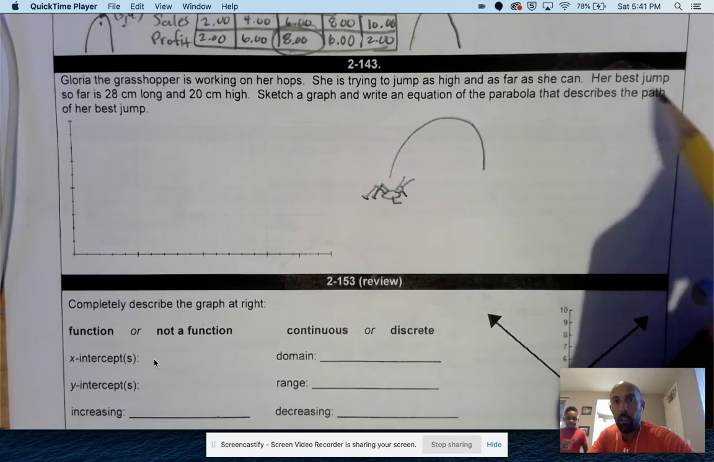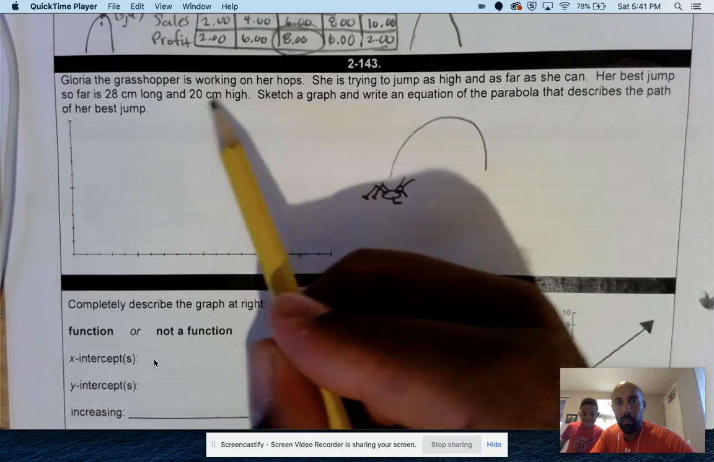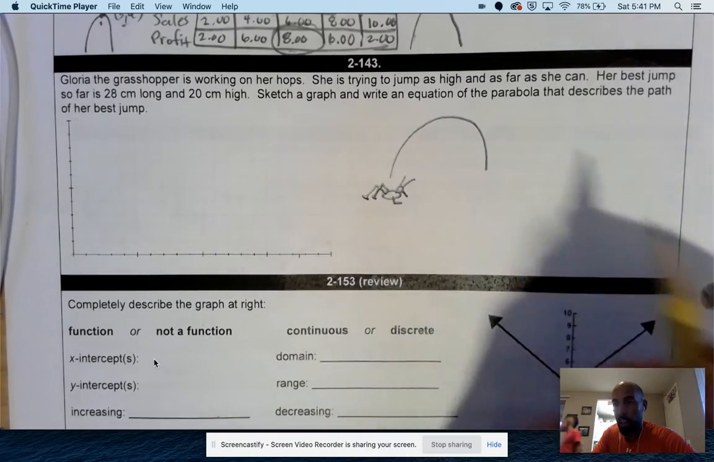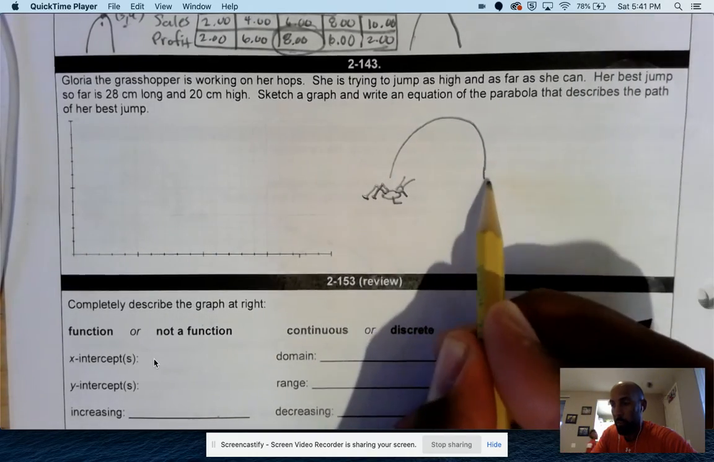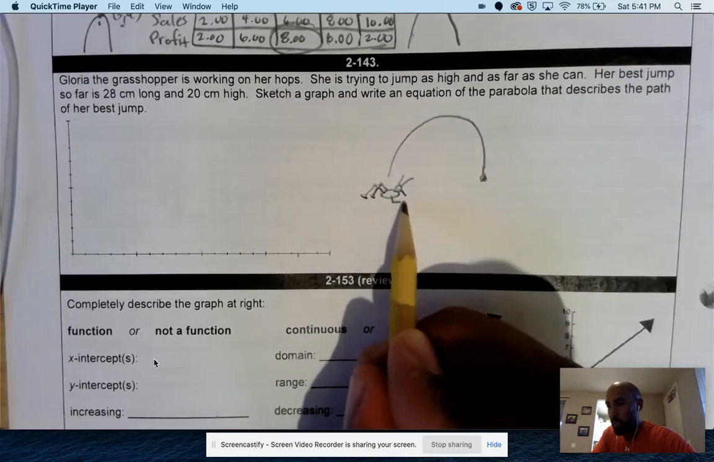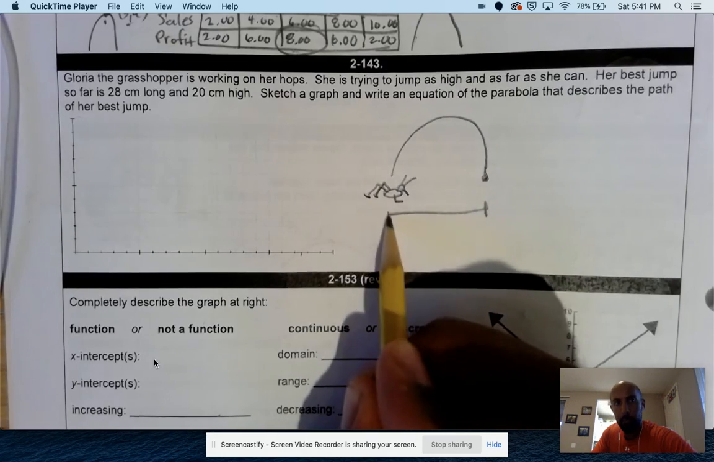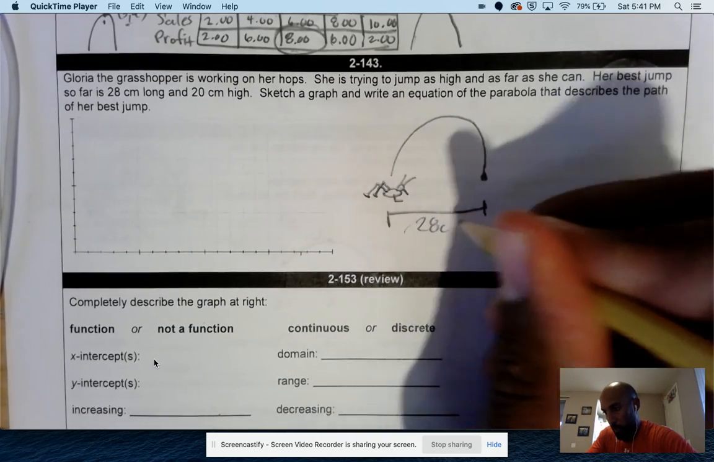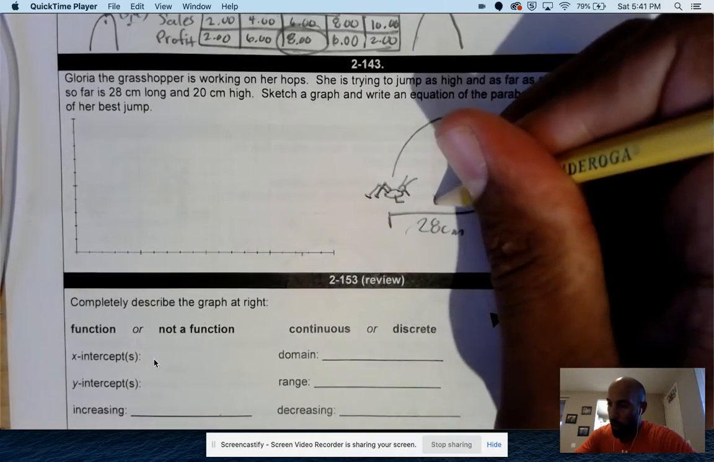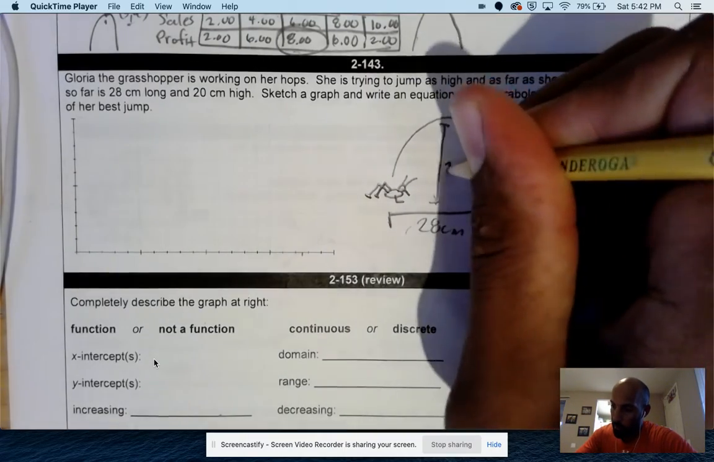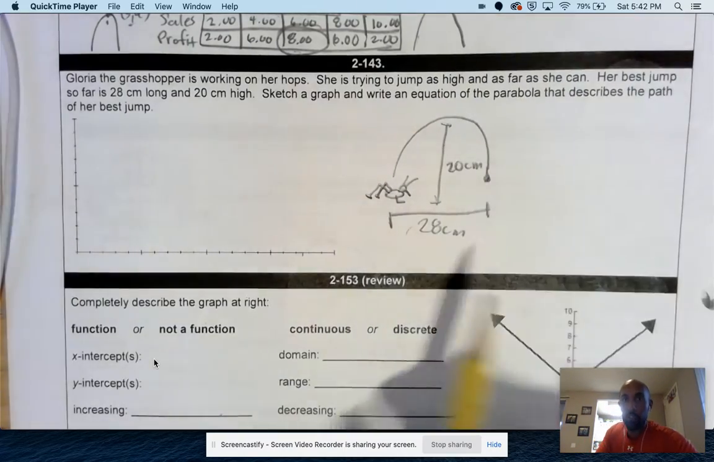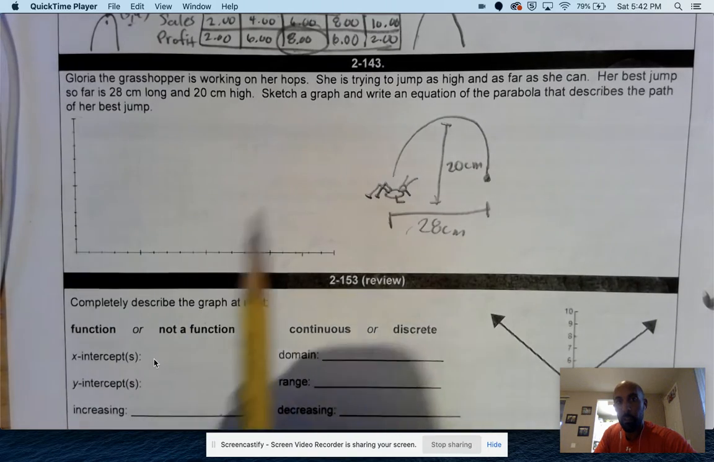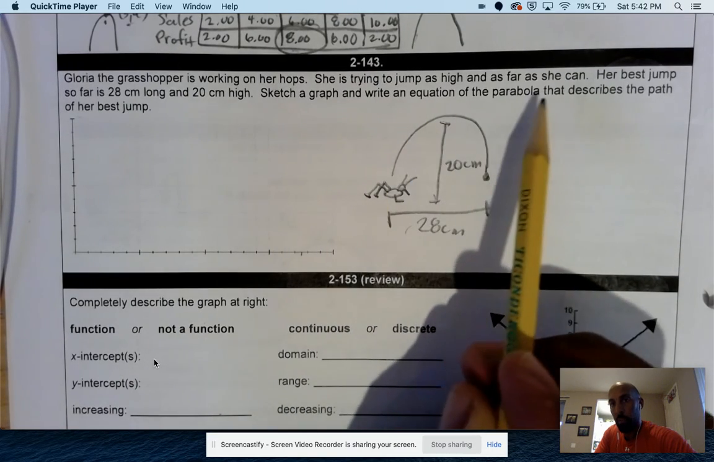Okay, Gloria. Her best jump so far is 28 centimeters long and 20 centimeters high. So I'm going to help you set this up, but you're going to need to finish it. From here to here, that's how long the jump is. It was 28. And how high, that was 20. Now you're going to sketch a graph on here and write an equation of the parabola that best describes the path.